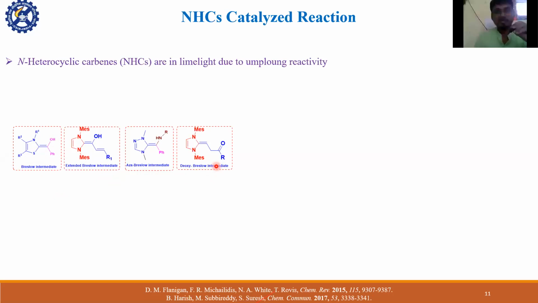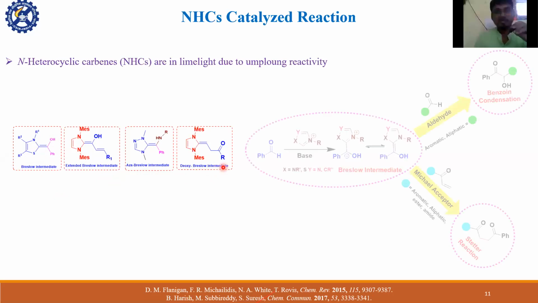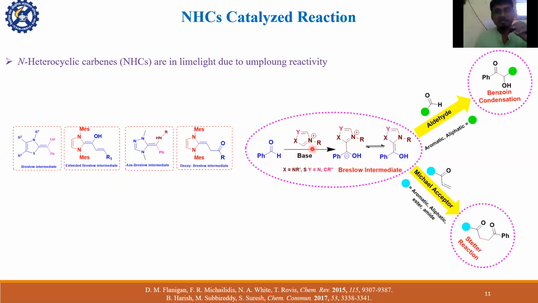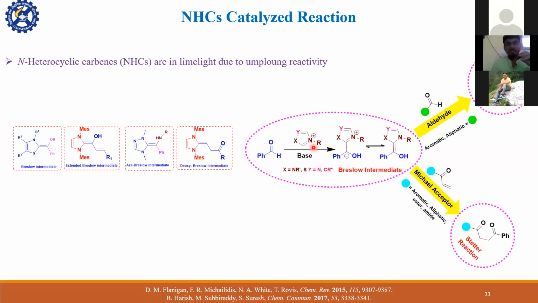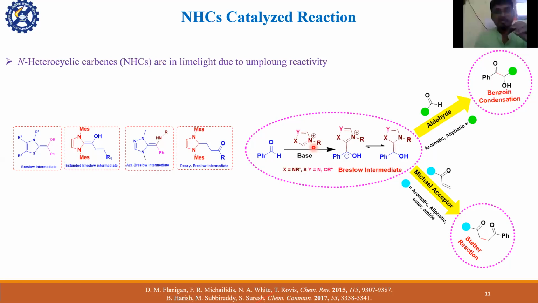So here I discuss these two famous reactions. The base reacts and forms the carbene, and this carbene reacts and forms this intermediate. Then again, the aldehyde reacts with another partner. If it is another partner, it forms 1,4-diketones, and this reaction is known as the Stetter reaction.